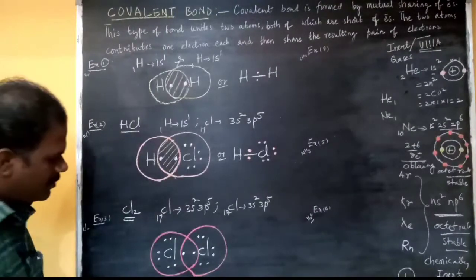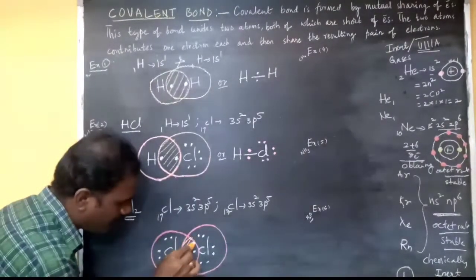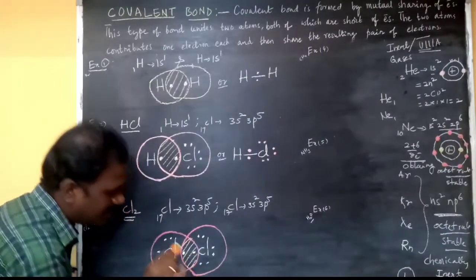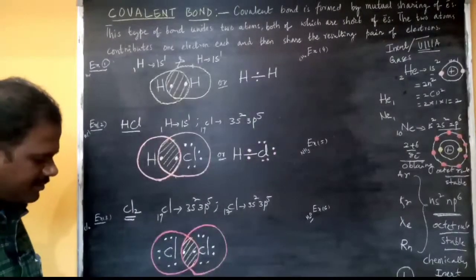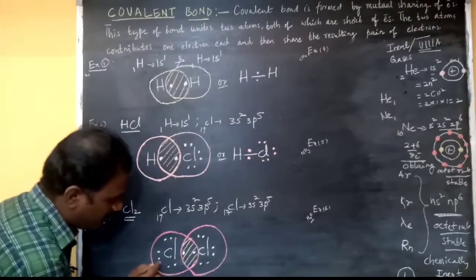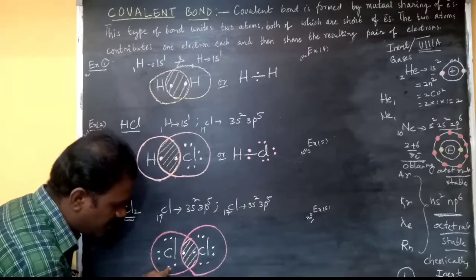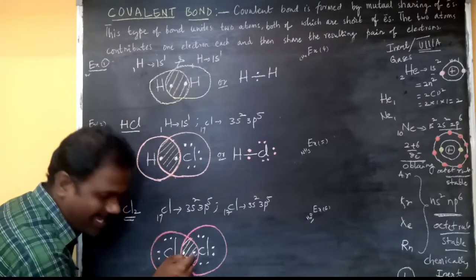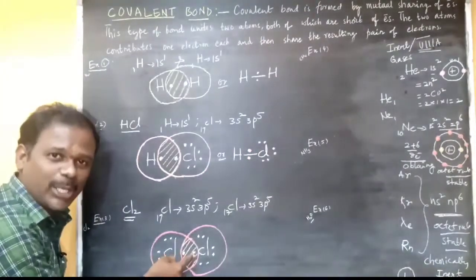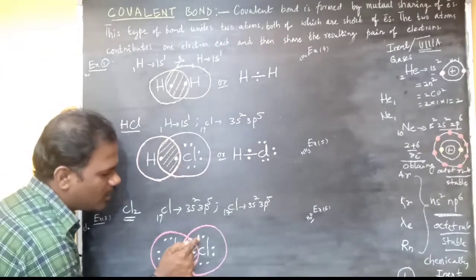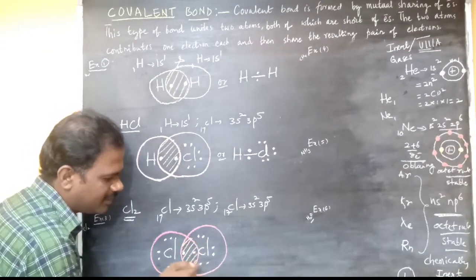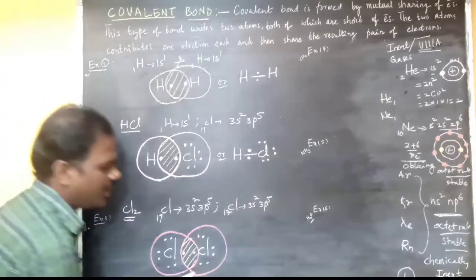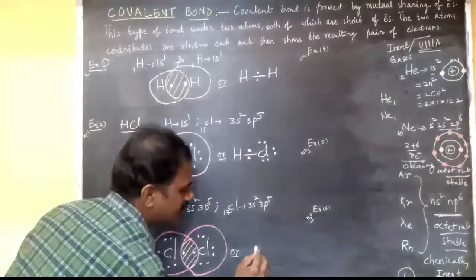Okay, sir? By mutual sharing of electrons, bonding can take place. See here. Now this chlorine is getting how many electrons? 1, 2, 3, 4, 5, 6, 7, 8, obeying what? Octet rule. And this chlorine also has 1, 2, 3, 4, 5, 6, 7 and 8. We can represent this like this also.